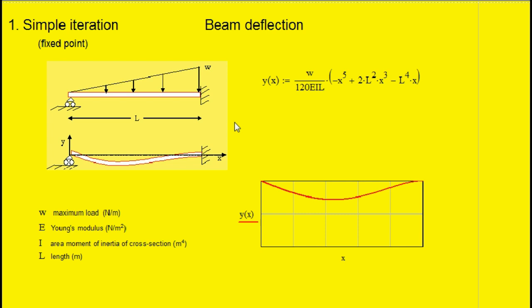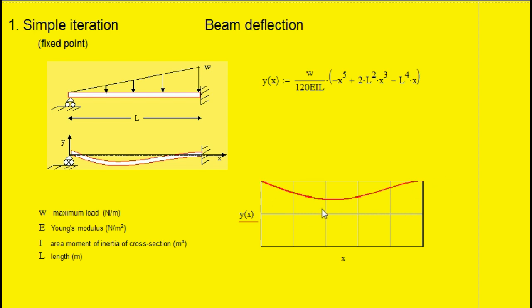Let's start with an engineering example to illustrate the simple iteration method. Suppose we want to find the point of maximum deflection of a uniform beam, simply supported at one end and fixed at the other, subject to a linearly increasing distributed load. The vertical deflection y, as a function of horizontal distance x, is given by this expression, where everything on the right-hand side except x is a constant. The general shape looks something like this.